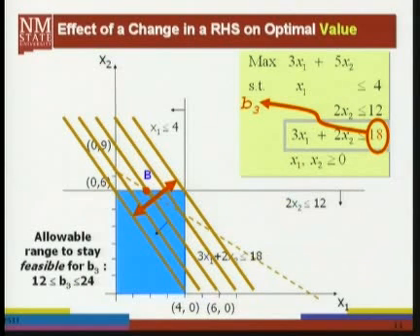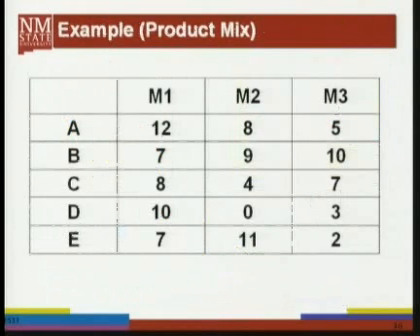Okay, then to illustrate sensitivity analysis of an LP problem, let's use a simple example called the product mix problem. Okay? So in this problem, 5 products, A, B, C, D, and E, can be manufactured, and each product requires time on each of 3 machines. And this table shows the machine time requirement. And the unit is minutes per pound. Okay?